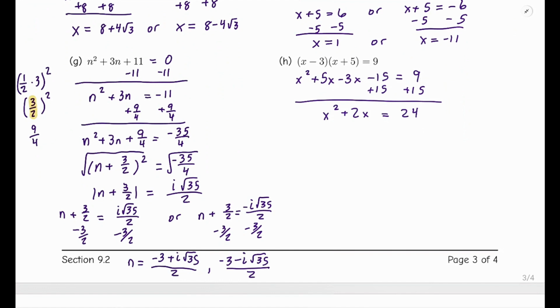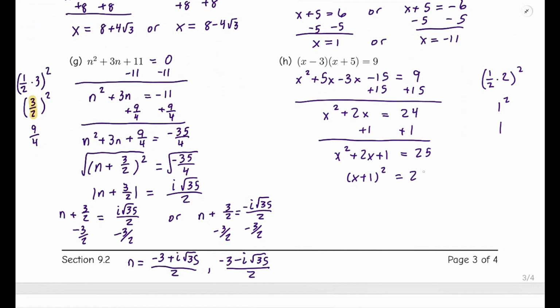Now, what do I need to add to complete the square here? So I need half of 2 squared, which is 1 squared, which is 1. So I'm going to add 1 to both sides of this equation. We get x squared plus 2x plus 1 is equal to 25.